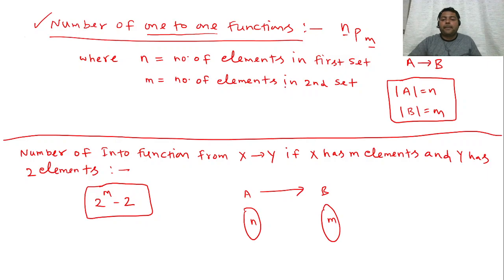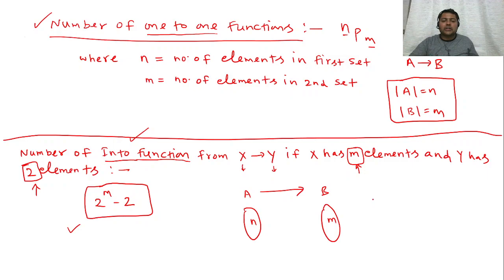Alright, nPm. Now just like that we have the number of into functions. What is an into function? I have explained that in the extra class, you can check that video. From x to y, let us say x is a set and y is another set, where we have assumed that x contains m elements and y contains 2 elements. In that case the formula for the total number of into functions is 2 power m minus 2.